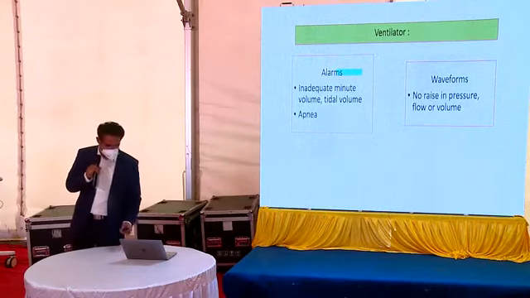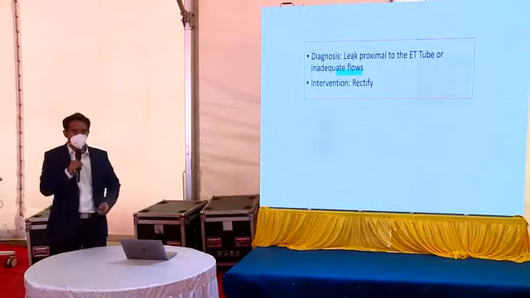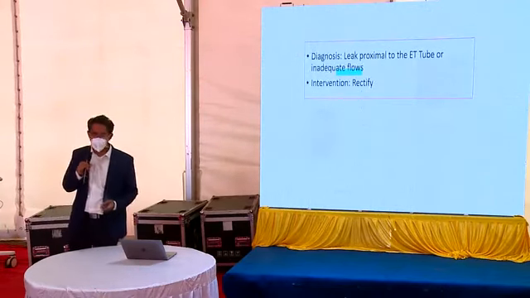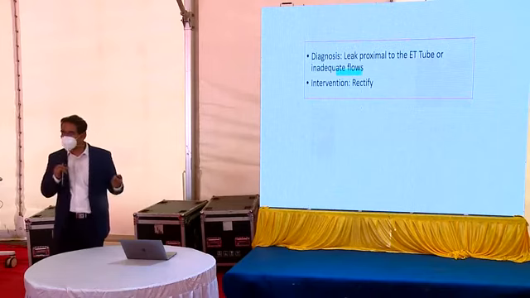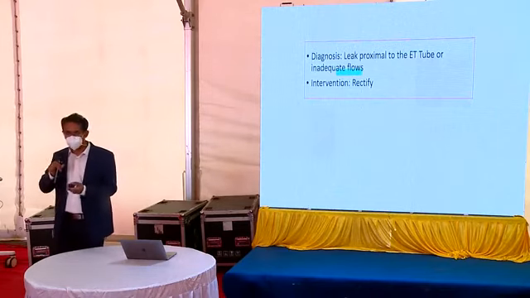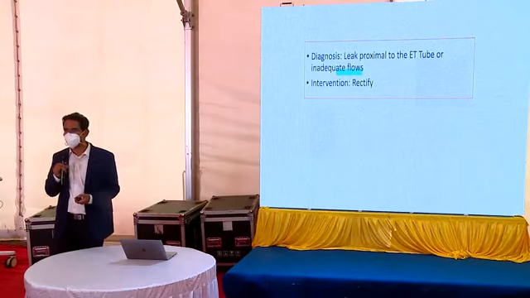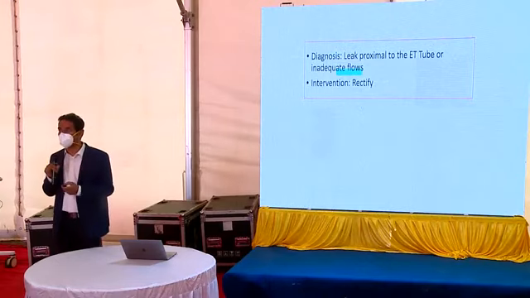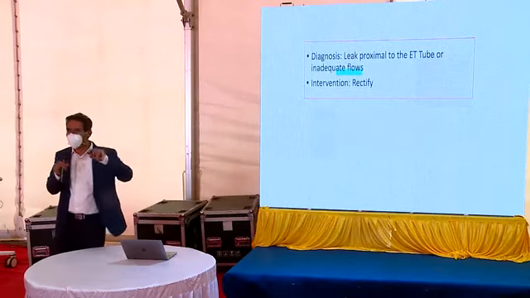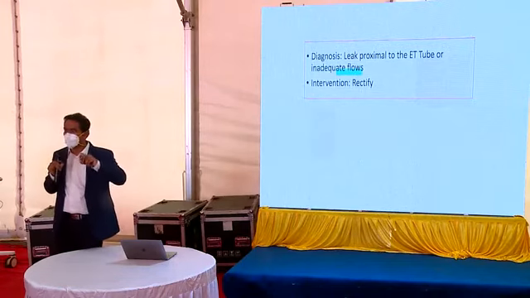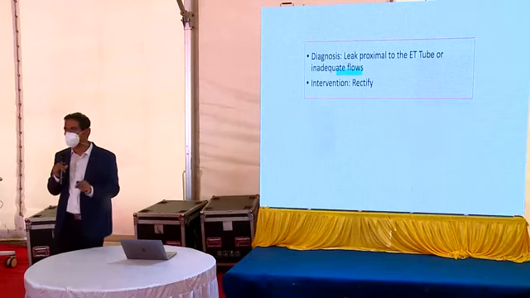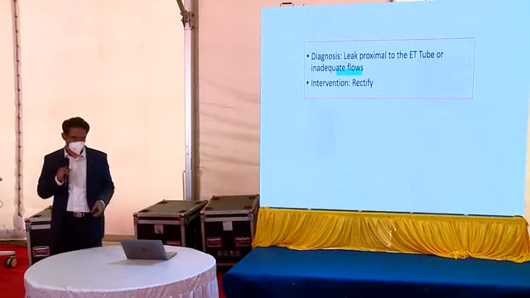So the possibilities include that probably there is a leak proximal to the ET tube, or inadequate flows. These inadequate flows we rarely encounter nowadays, in most of the ventilators at least, because we don't set the flows; they are set by the ventilator. But even Drager has a knob where we have to actually set the inspiratory flow. If accidentally the inspiratory flow has been turned very low, then also you'll encounter the same things.